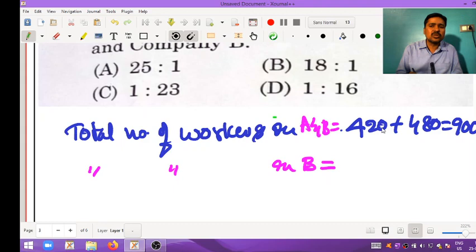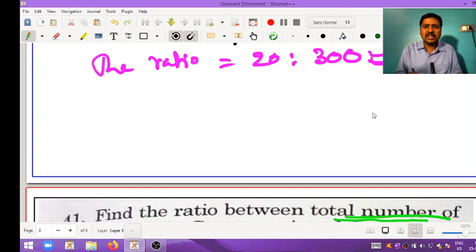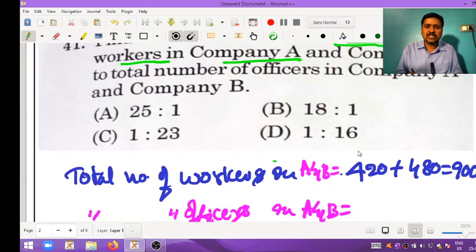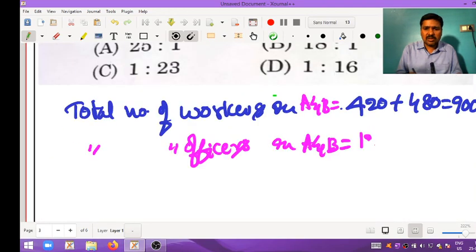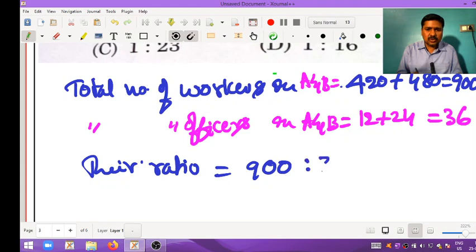Similarly, we want to find the total number of officers in A and B. In A, how many officers are there? In A 12 officers, in B 24 officers. So that means 12 plus 24 is equal to 36. So the ratio is 900 is to 36.